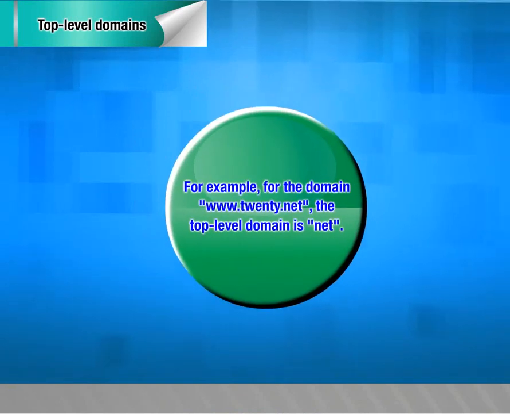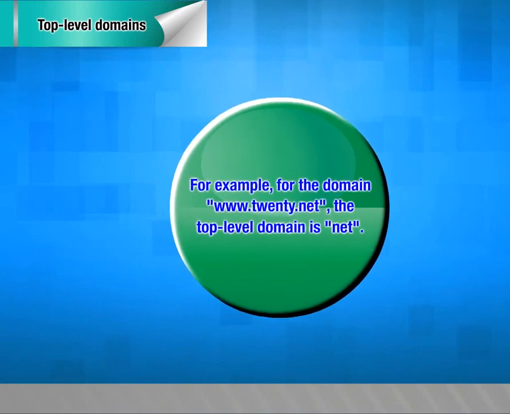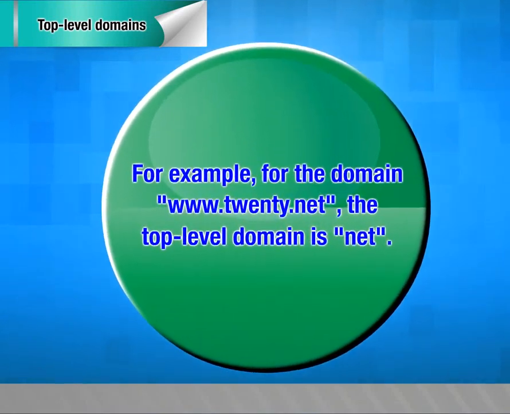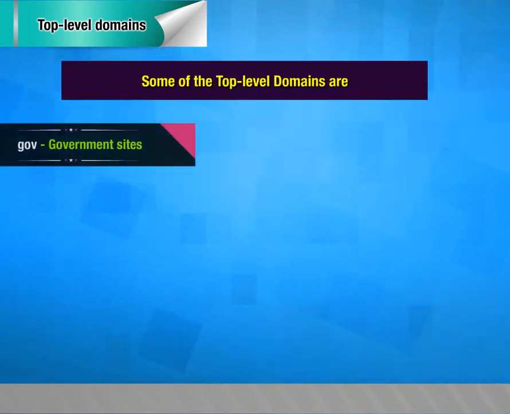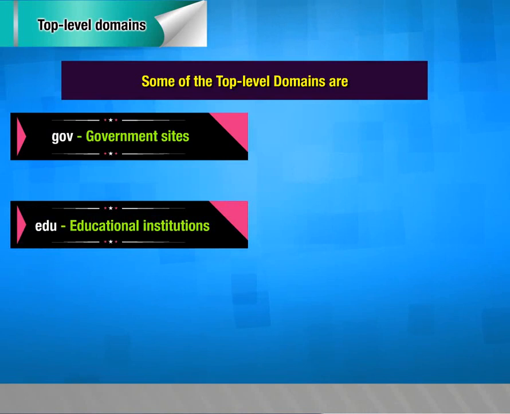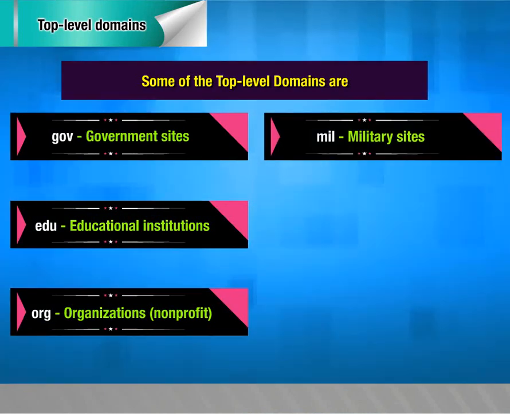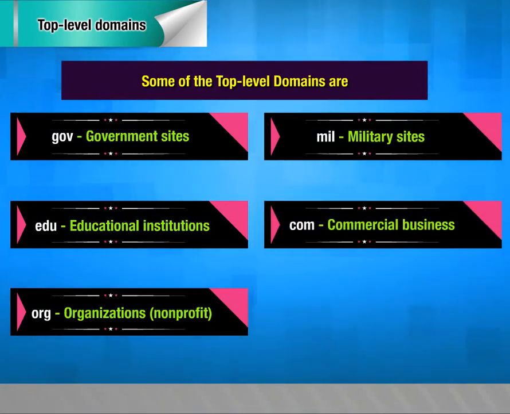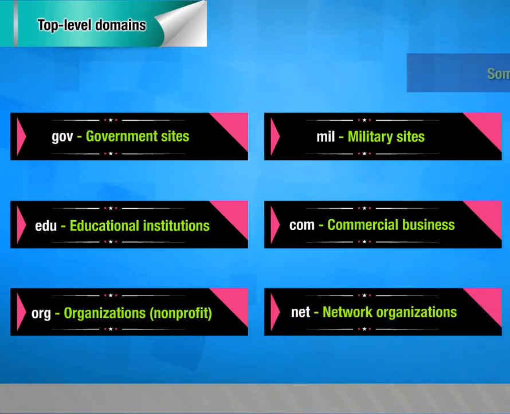For example, for the domain www.20.net, the top-level domain is net. Some of the top-level domains are .gov for government sites, .edu for educational institutions, .org for organizations that are non-profit, .mil for military sites, .com for commercial business, .net for network organizations.